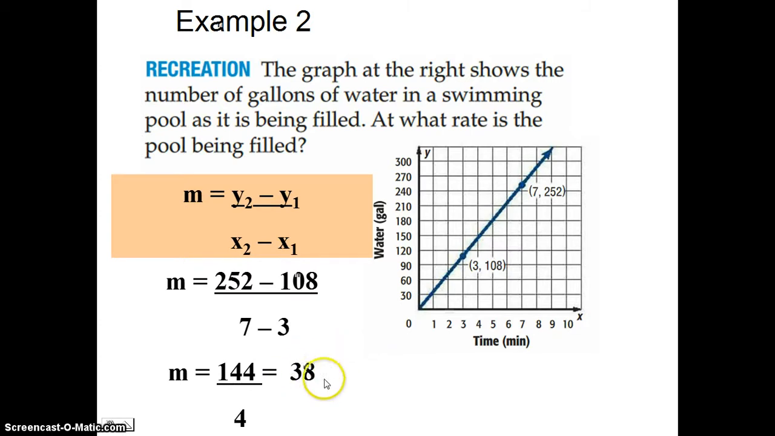So what does that 36 mean? Well, if our y values are water, and that is over time, then that means we have 36 gallons per minute. So it's pretty fast.